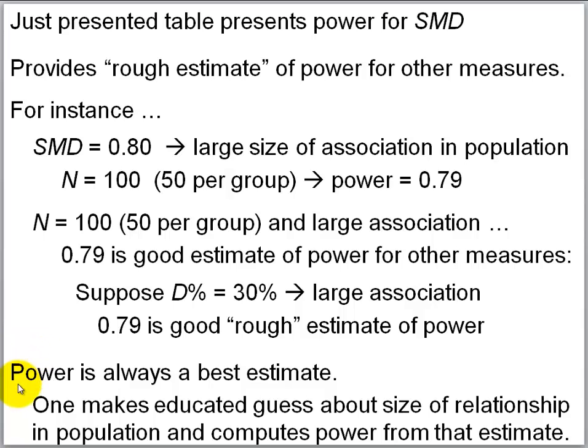One final point on power is to say that the power that a researcher calculates is always a best estimate of power. In other words, the researcher makes an educated guess about the size of relationship in the population and computes power from that estimate. Sometimes researchers will choose, say, 3 different educated guess values for the size of a difference and compute power in each of those situations. That's it for the factors that affect power, and the end of Chapter 16 has just a few summarizing points, and we'll get at those in the next video.